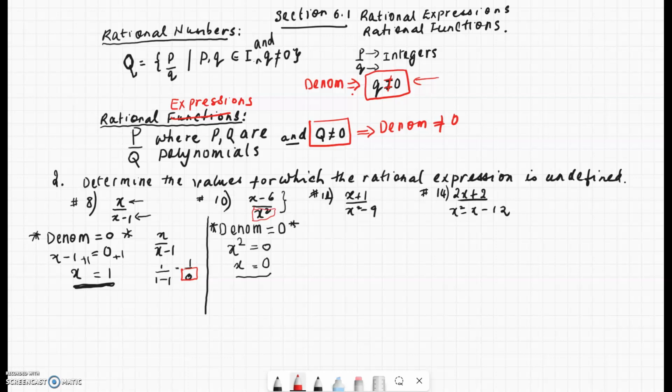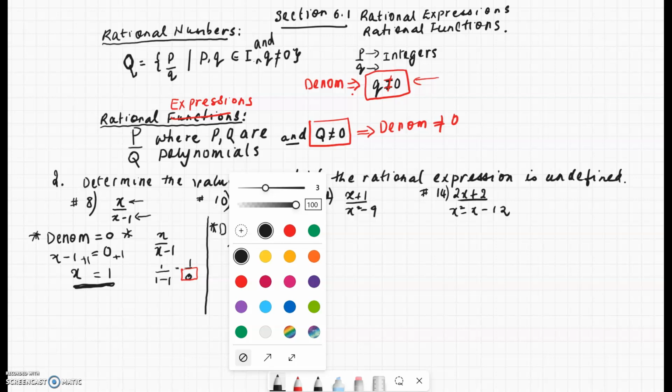So that's our focus. We want to make sure the denominator is not equal to 0. So we find the values at which the denominator is equal to 0, and that is at x equals 0. And that makes the expression undefined. So at x equals 0, the given expression x minus 6 over x squared is undefined. Let's look at the next one.